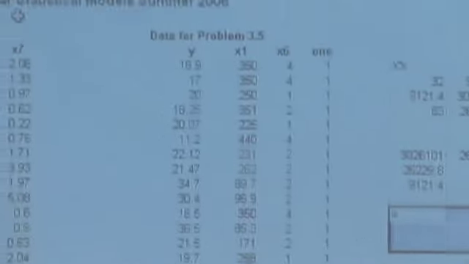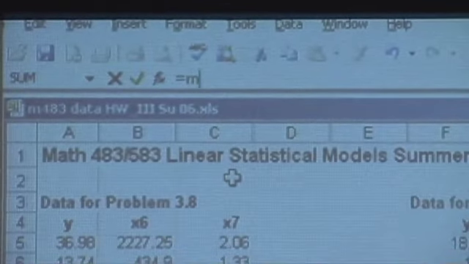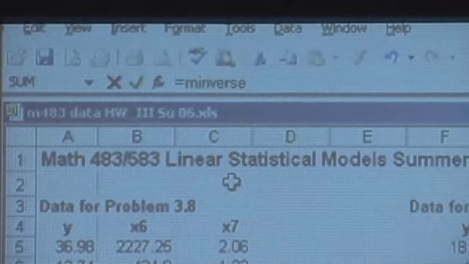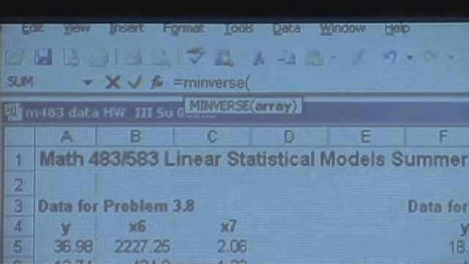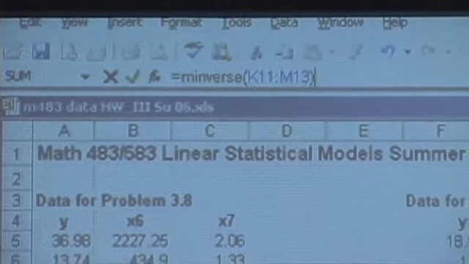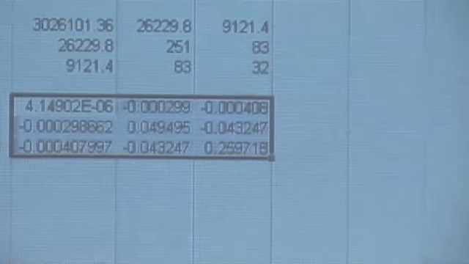Phew. Okay, try it again. Up here, equals. M inverse. M, you need the M. You don't need matrix multiplication. You say M inverse. Yeah, you're taking the inverse of that matrix, right? Okay. Inverse of. Now highlight this. Yep. Okay. Close parentheses. Yep. Control Shift Enter. So you can't make any mistakes. Ha! Beautiful.